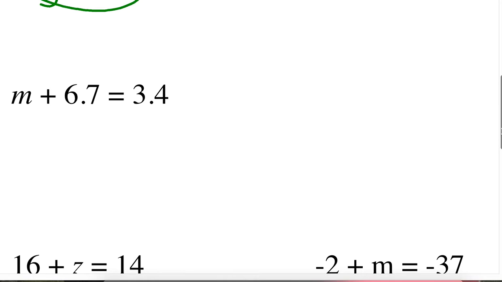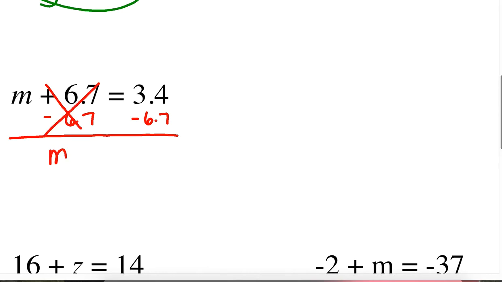Looking at the m, he doesn't want the plus 6.7, so you're going to subtract the 6.7 from both sides. Remember, you're always trying to get rid of the numbers that are on the same side of the equation as the variable, right? The variable m does not want that 6.7, so that's who you're trying to get rid of. M equals 3.4 minus 6.7 is negative 3 3/10, or 3.3.